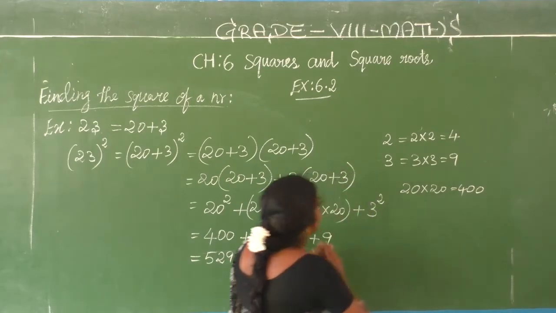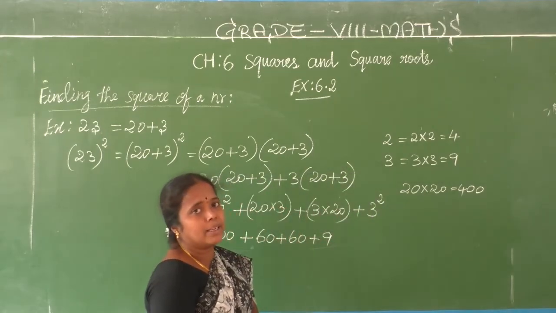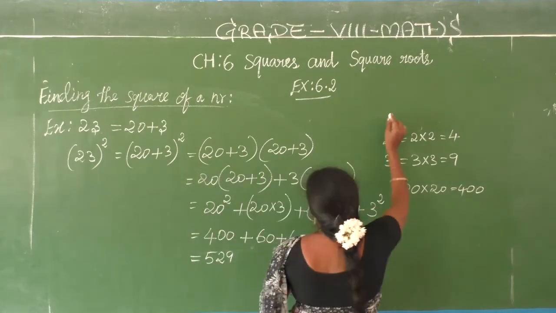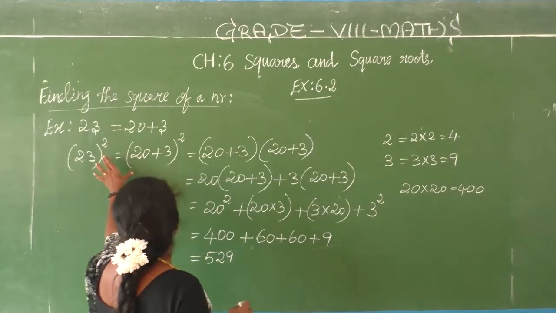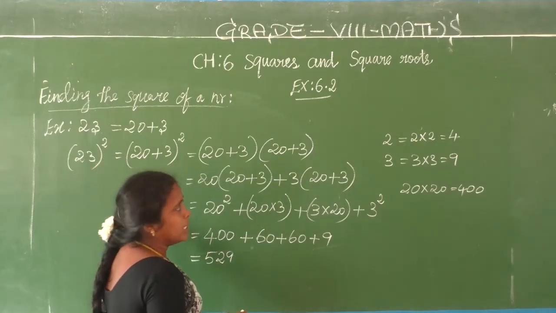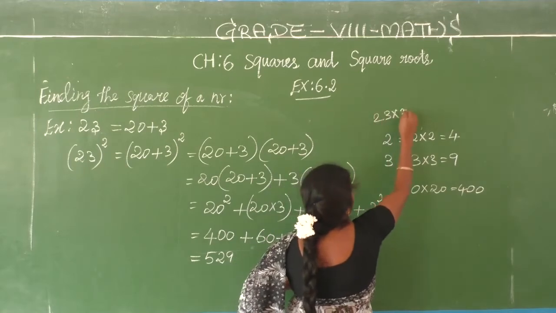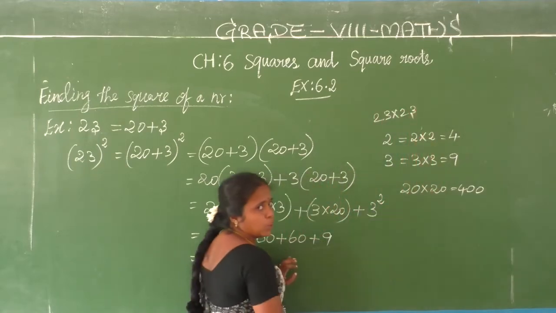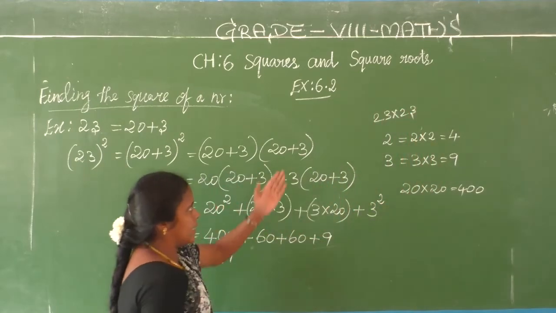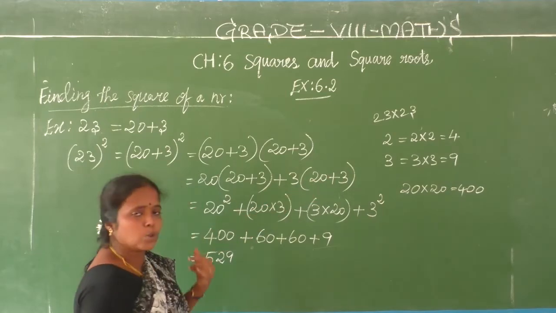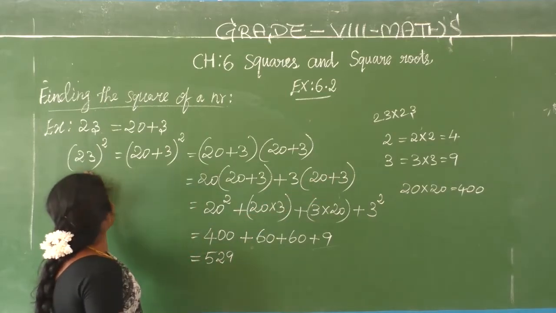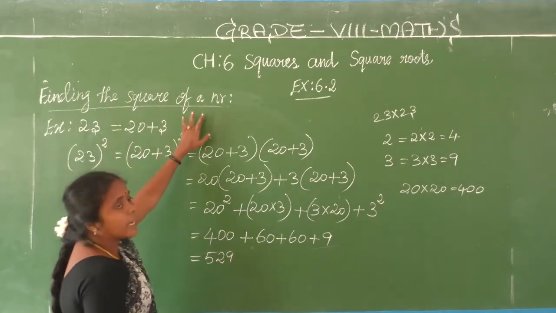What to do? Today we need not multiply the numbers. Suppose I have taken one example, 23. That square I have to find out. Now what to do? You need not multiply 23 into 23 like this. Easily we can do, but other than that, this method is very good. Here 23, finding the square of any number.